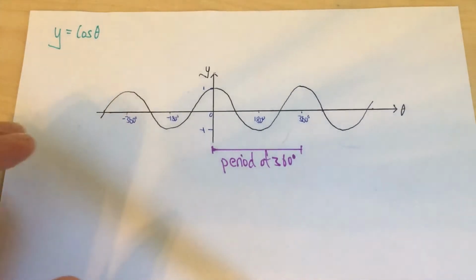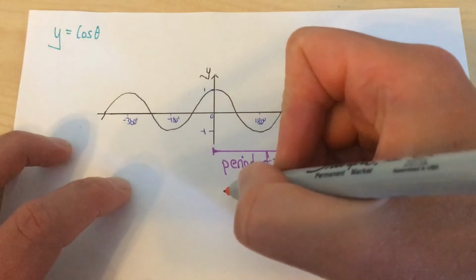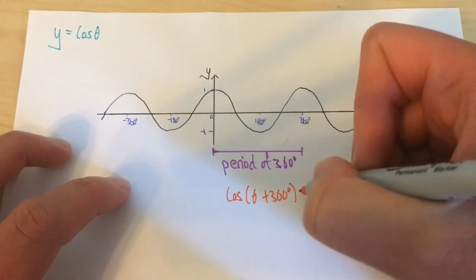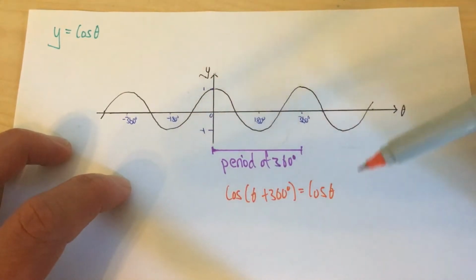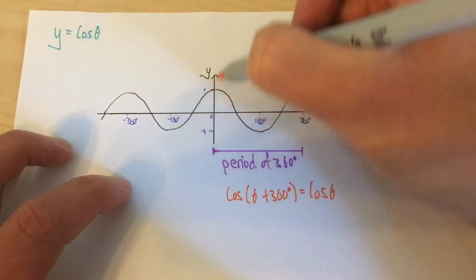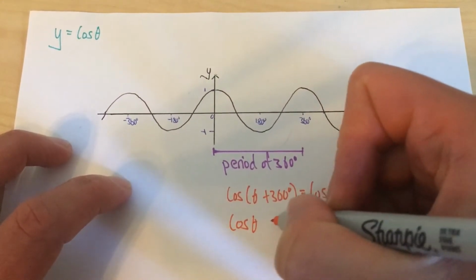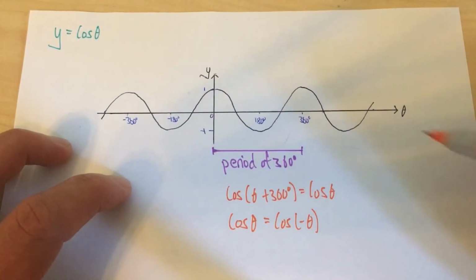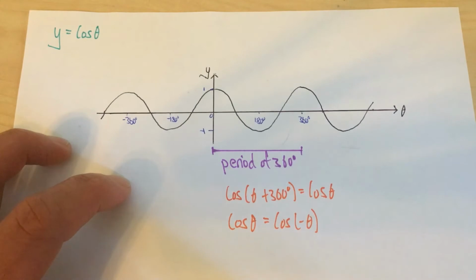We call this an even function. There are some good results here. First of all, cos of theta plus 360 degrees is the same value as cos of theta. You get the same value of y for each of these because of this period of 360 degrees. The second thing, because of this line of symmetry on the y-axis, is that cos of theta is exactly the same value as cos of minus theta. This also means that the graph is even because of this symmetry about the y-axis.